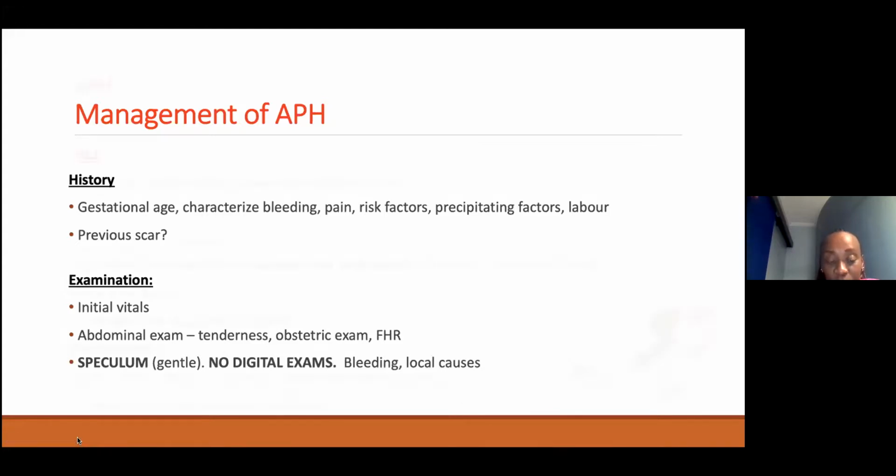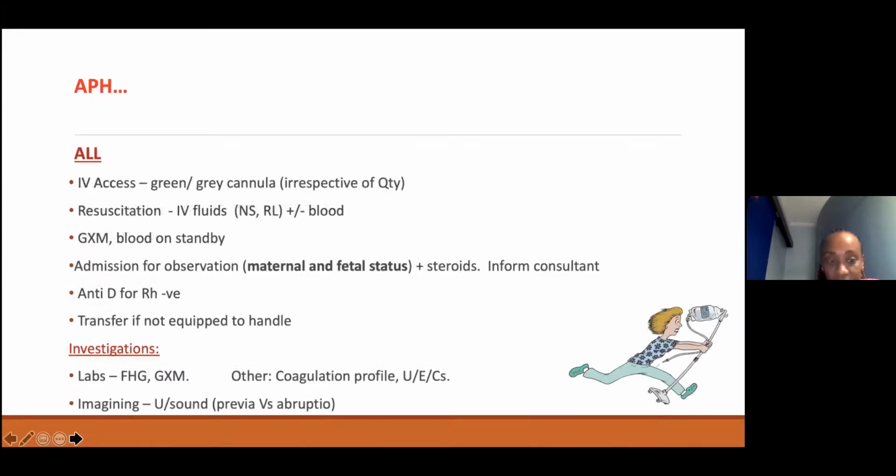A lot of people run away from doing a speculum. Don't move. Back to the slide.